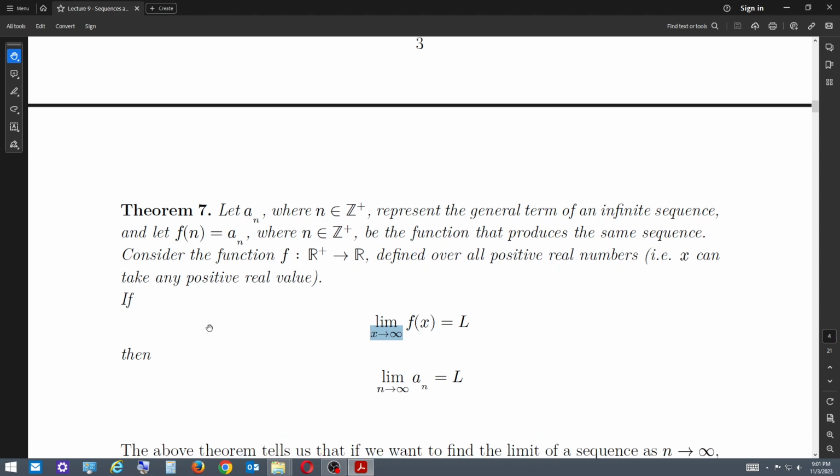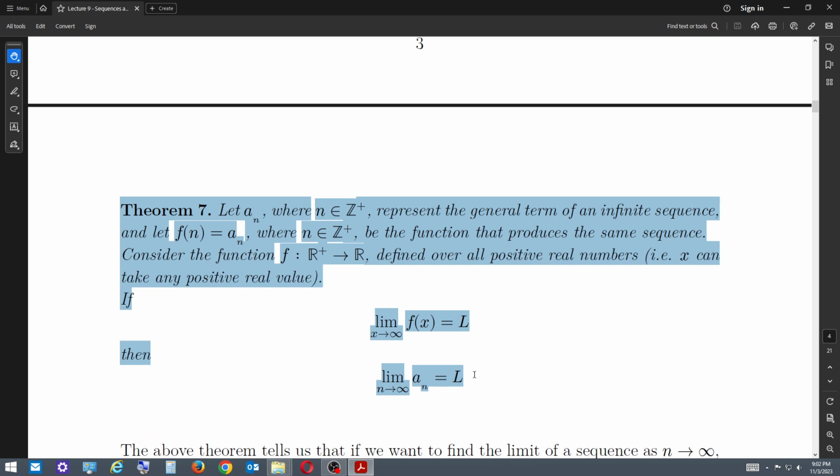All right, so now this is what the theorem says. The theorem says if the limit of f(x) as x approaches infinity, where x is going through real numbers, is L, then the limit of the sequence a_n as n approaches infinity through integers is also L. This theorem is very important. This is what is going to allow us to work out the limit of an infinite sequence using the properties that we discussed before.